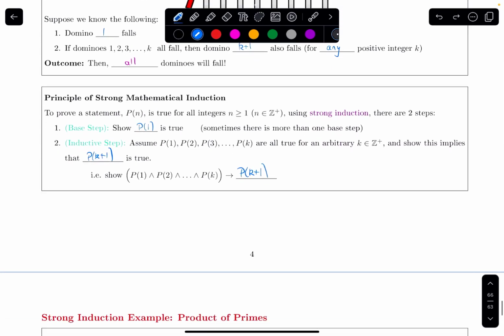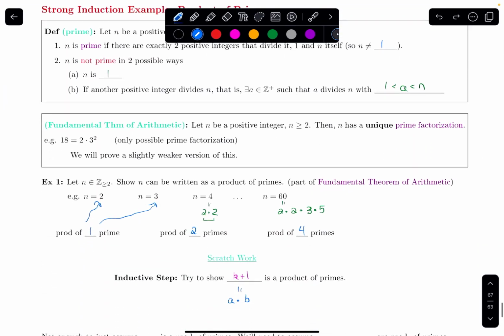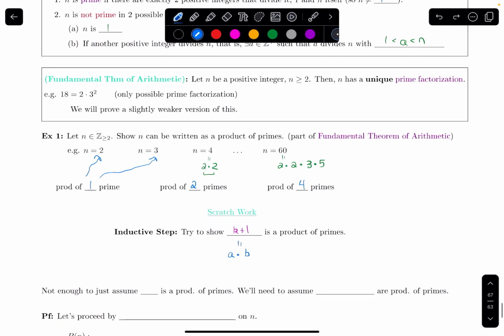So scrolling back to where we are here, it's not going to be enough, if I'm trying to show that k plus 1 is a product of primes, to just assume that k, one step below k plus 1, is a product of primes. Because a and b might not be k. I really want to be able to assume that a is a product of primes and b is a product of primes. And strong induction lets me do that.